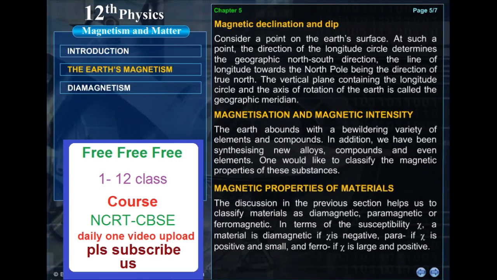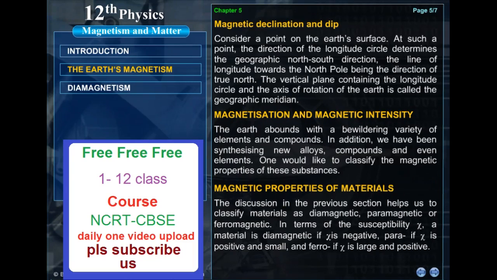Magnetization and magnetic intensity. The Earth abounds with a bewildering variety of elements and compounds. In addition, we have been synthesizing new alloys, compounds, and even elements. One would like to classify the magnetic properties of these substances.